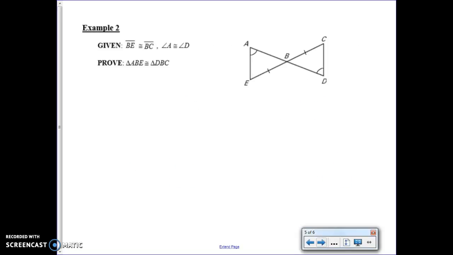Okay, so we have some proofs, and this time they didn't give us anything. So we're even going to have to write out our setup. So remember that we always have statements on the left, and we always have reasons on the right.